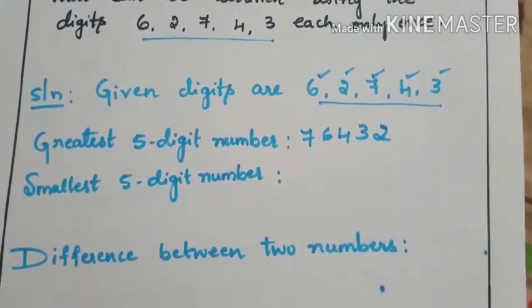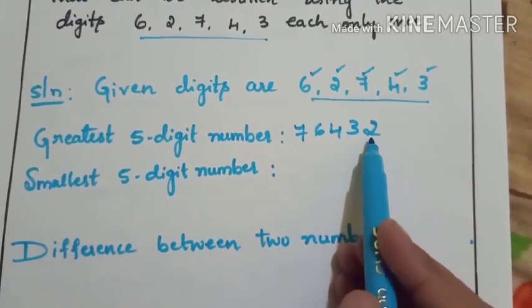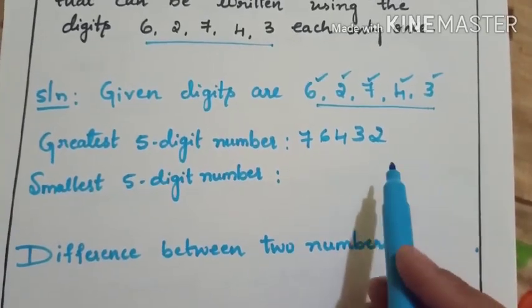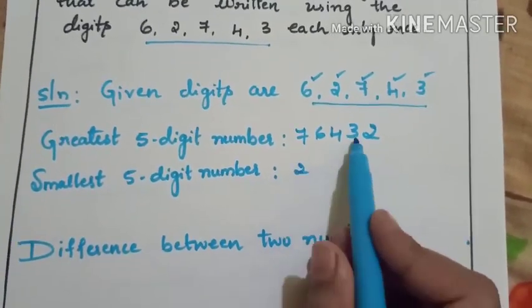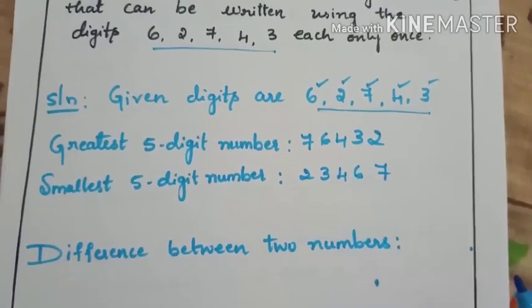To write the smallest 5-digit number, it's just simple. Write down the same number in the reverse order. You will get the smaller 5-digit number. See, write down 2, then 3, 4, 6, 7. Okay.